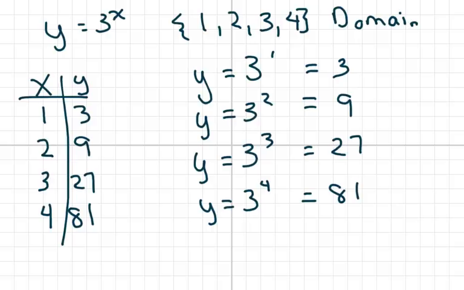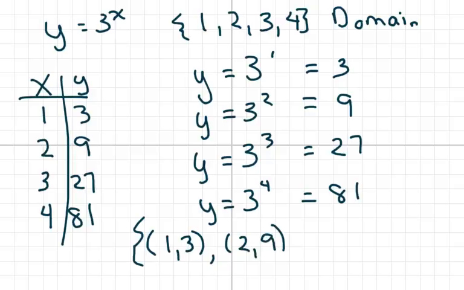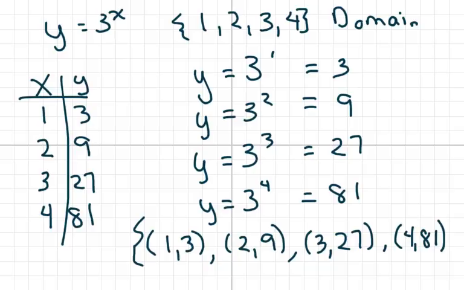Now, the set of ordered pairs would be 1, comma 3, 2, 9, 3, 27, and 4, 81. So this is going to be a little difficult to graph on the graph paper I have on the iPad, but let me close that up.